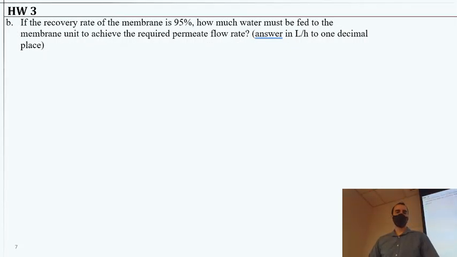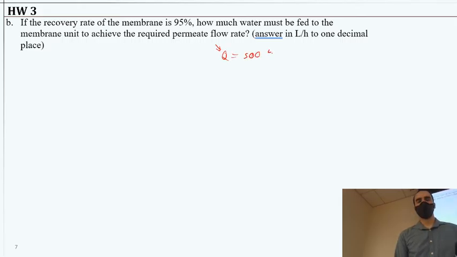Part B says if the recovery rate of the membrane is 95%, how much water must be fed to the membrane unit to achieve the required permeate flow rate? So that required permeate flow rate, that was the 500 liters per hour, right? Required flow, Q, 500 liters per hour, or 0.5 cubic meters per hour.